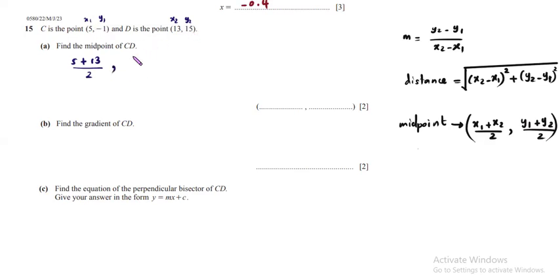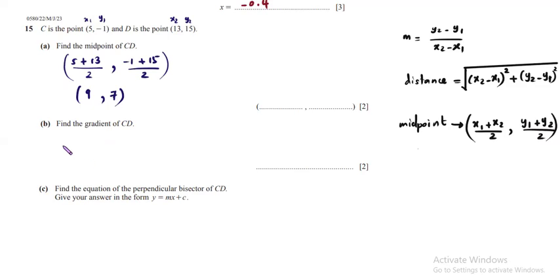I now need to add the y values, which is minus 1 and 15. Add them and divide it by 2. I'm going to solve this. 5 plus 13, and then I need to divide this by 2. So when I add 5 and 13 and divide it by 2, I end up getting 9, because it's 18 divided by 2. Next, minus 1 and 15 is going to be equal to 14. 14 divided by 2 is 7. So the midpoint will be (9, 7). So this is the coordinates of the midpoint.